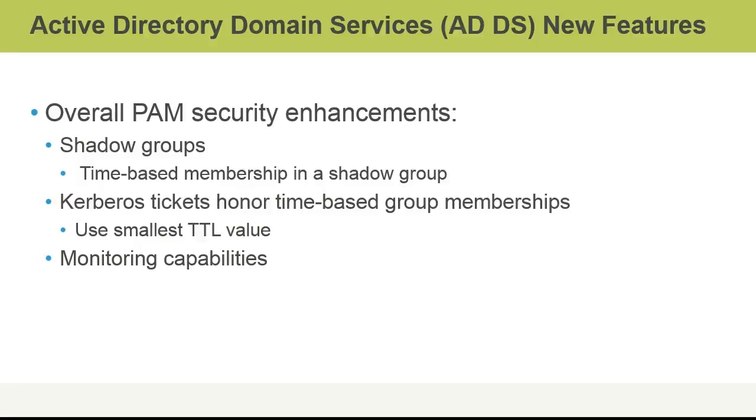So let's say, for example, we need to provide an administrator with privileges to install an app or manage users and groups for a limited period of time. We could do that using PAM. Kerberos tickets will honor time-based group memberships, so that if we've got somebody logged in and they are a member of multiple groups, if one of those is a shadow group that's time limited, then Kerberos will use the smallest time to live value. We also have monitoring capabilities where we can go look at our logs so we track which administrative access is requested and granted and what was done with those privileges.